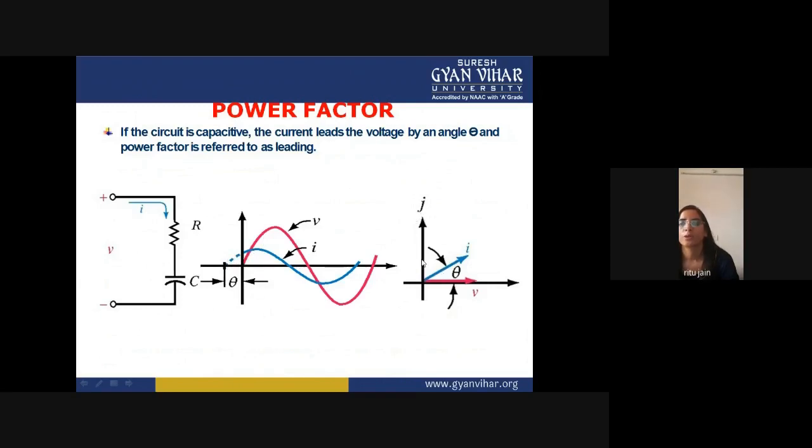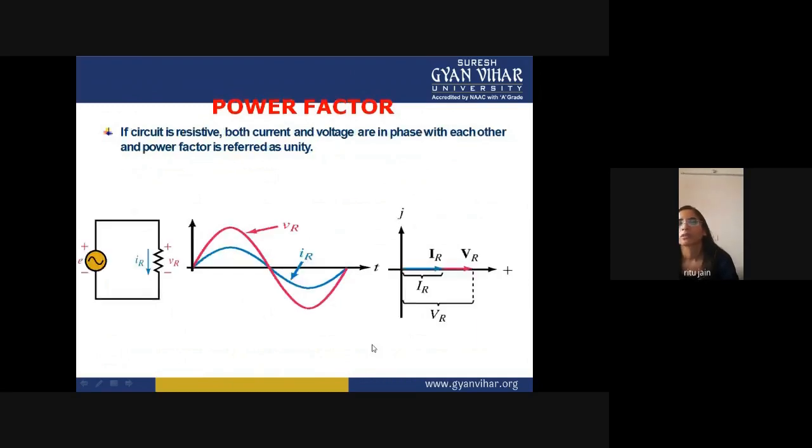If you want to draw the phasor diagram of this capacitive load, you have to take the voltage on the x-axis, and this is your imaginary axis, and the current is leading by an angle theta. If the circuit is resistive, both current and voltage are in phase with each other, and the power factor is referred to as unity. Okay.